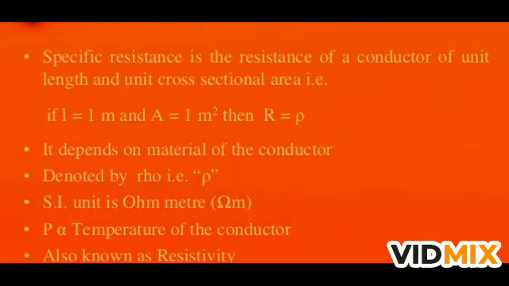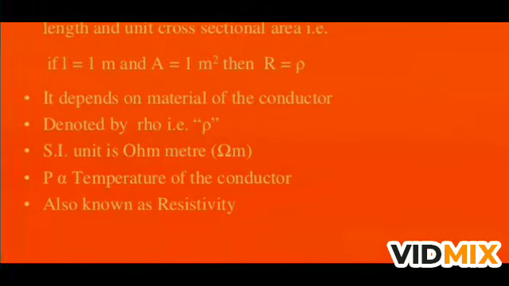The resistivity depends on the material of the conductor. It is denoted by rho. The SI unit of resistivity is ohm meter, and rho is directly proportional to the temperature of the conductor. It is also called resistivity. These are the factors on which the resistivity depends.